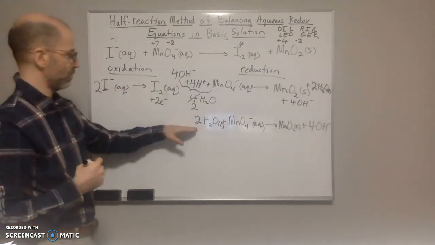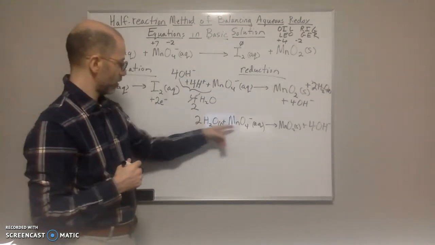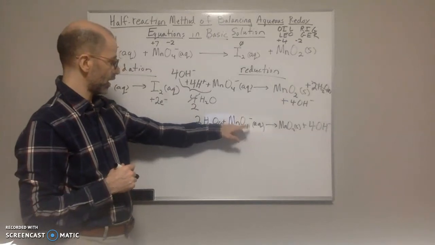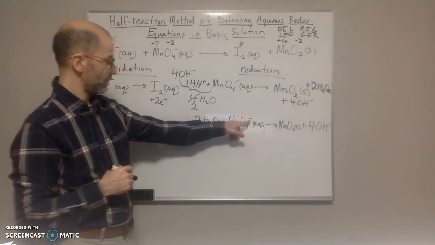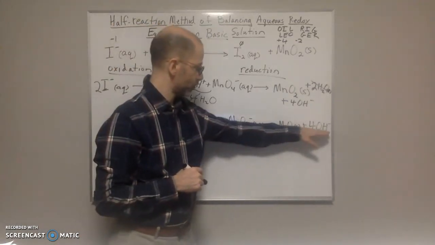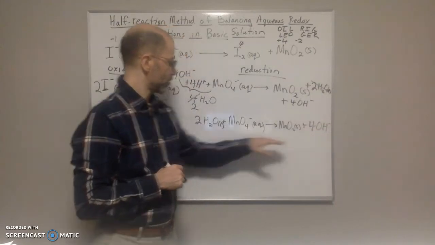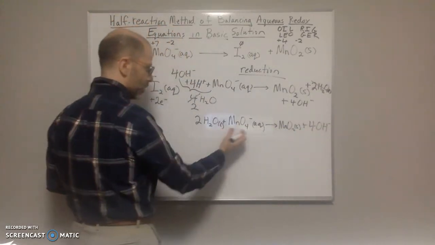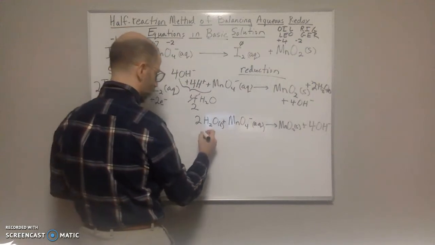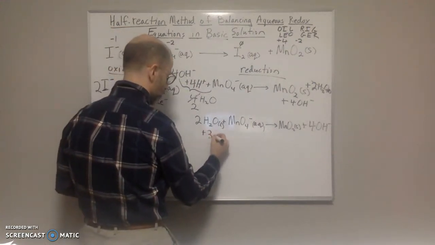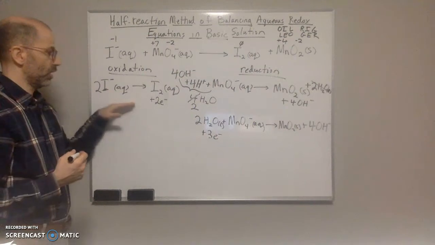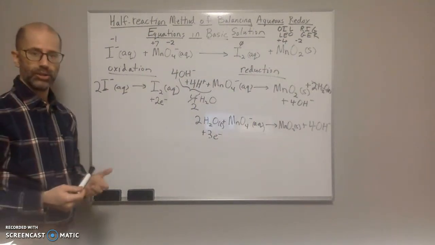Okay, what about over here? This is neutral. I have 1 negative here. I have neutral, and this is 4 negatives here. So I have 1 negative, 4 negatives. So I'm going to have to add 3 negatives on this side to balance it out. So that's going to be plus 3 negative electrons. Okay, so now both of them are balanced with charge.